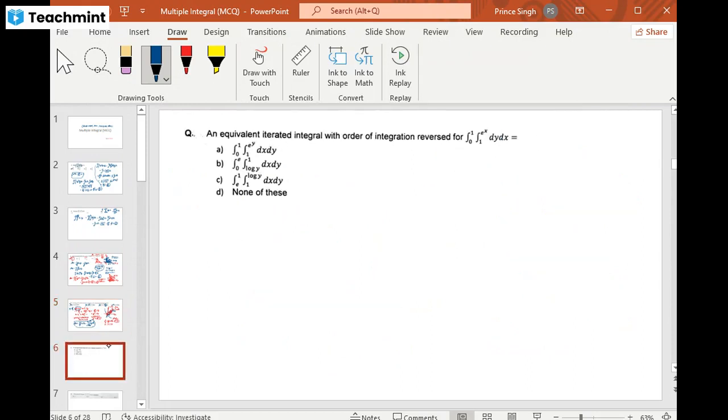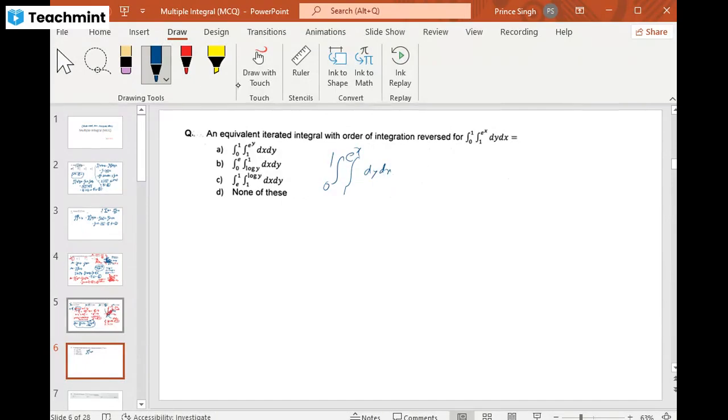Okay, now let us move to the next question. This time we are going to change the order of integration. So what are we given? We are given integral 0 to 1 and integral 1 to e power x dy dx.